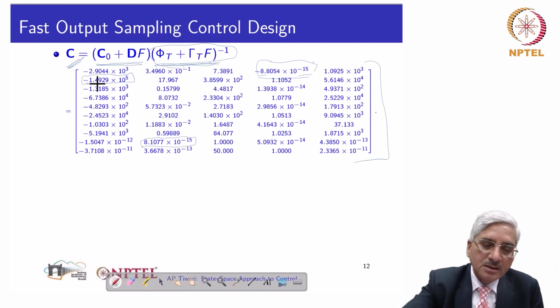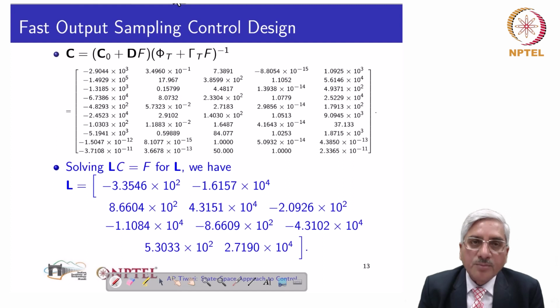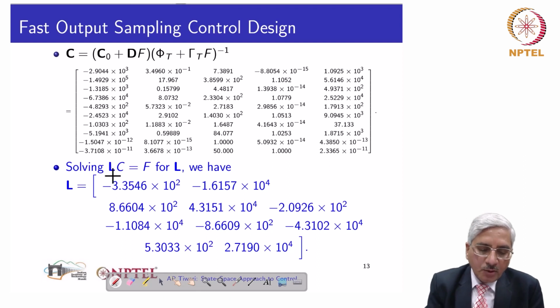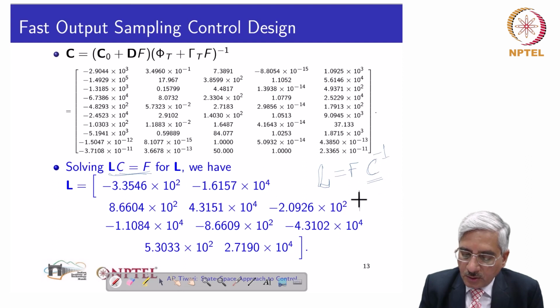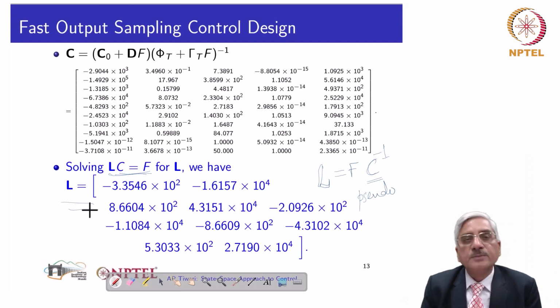Fortunately, in this case, we are able to obtain a pseudo inverse of the matrix C, and so when we solve LC equal to F, this L, boldface L, is F times C inverse, and the inverse we took here is the pseudo inverse. And so we obtained this L.